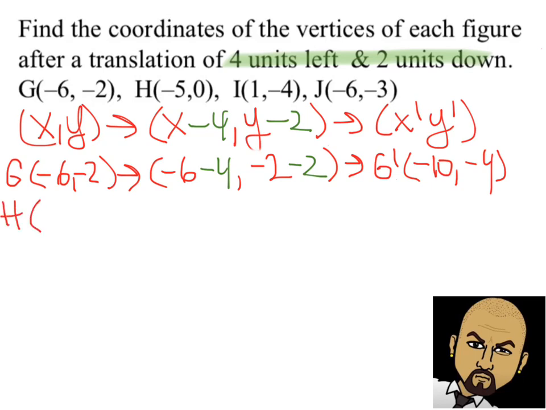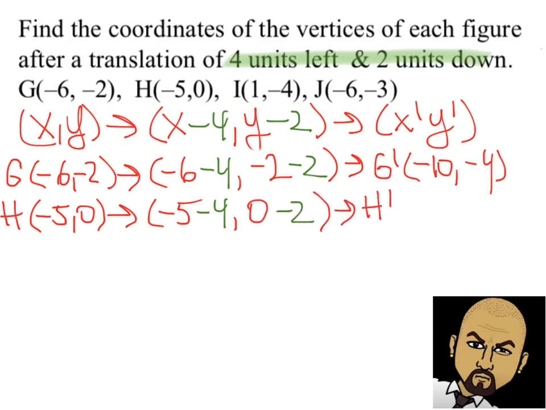All right, let's do the next vertex, vertex H, which is the ordered pair negative 5, 0. We start off with negative 5. We're going to subtract 4 because we're going 4 units left. And we're going to subtract 2 from 0 because we're going 2 down. That's going to give us vertex H prime, and that's going to give us negative 5 minus 4, negative 9, and 0 minus 2, which is negative 2. So we end up with the ordered pair negative 9, negative 2.